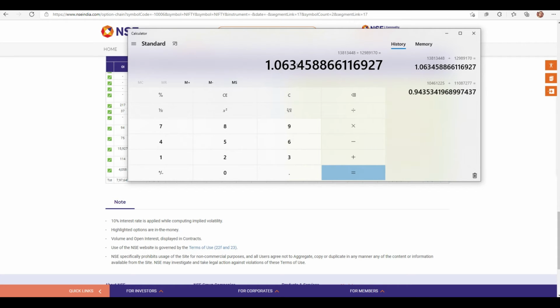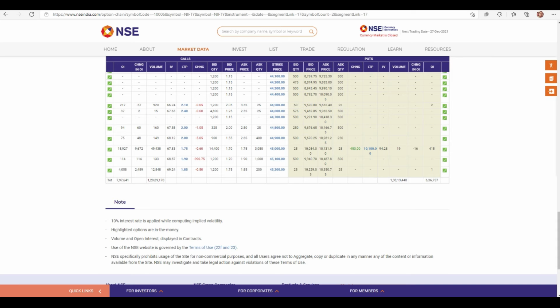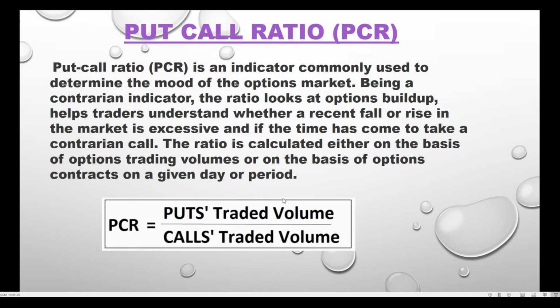Bank Nifty PCR is 1.06. Okay, then as we know, the Nifty PCR is 0.94 and the Bank Nifty PCR is 1.04. Let's have a look at how we can interpret these values. We are going back to our presentation slide. We use this formula to calculate the PCR. Then next, how can we conclude?